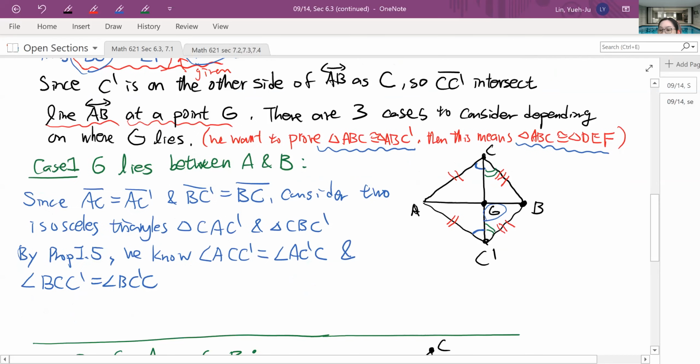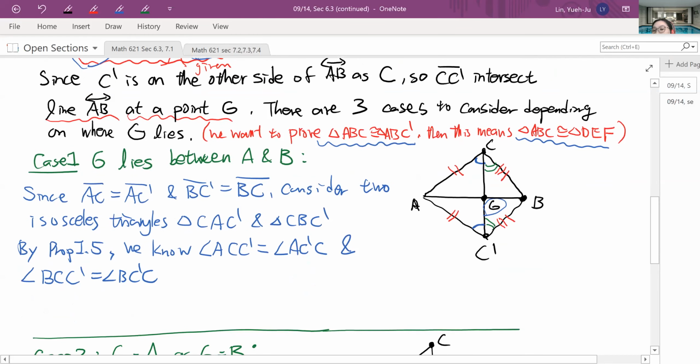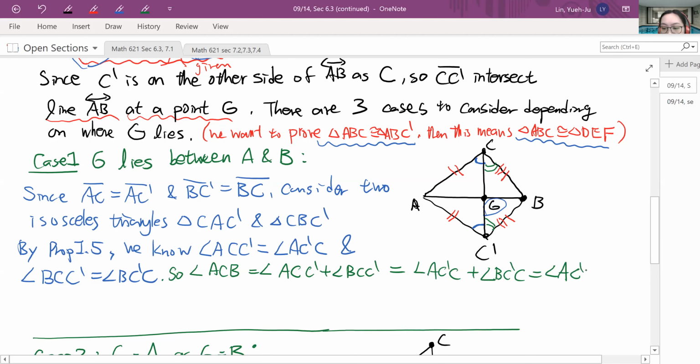Now you can see that we have a bigger angle. If you consider the angle ACB, it is the sum of those two, the blue and green one. So we can consider the angle ACB, which is essentially the sum of the two angles that I just mentioned. But this is going to be the same as the other one, which is essentially the same as angle AC prime B. So in other words, you have this bigger angle, and they are equal.